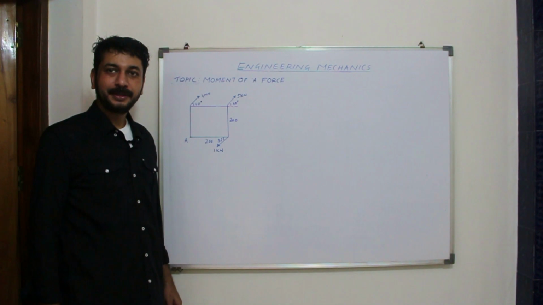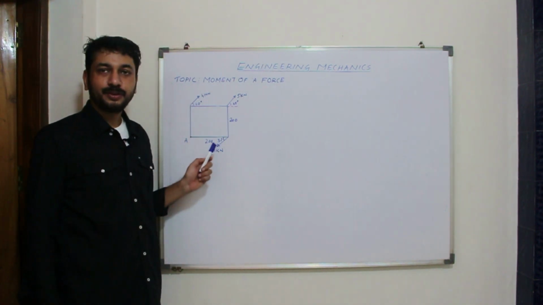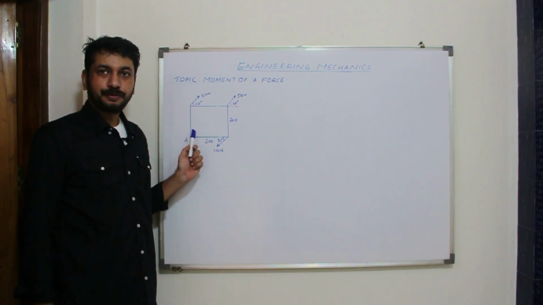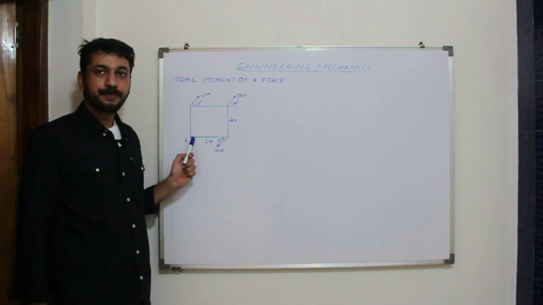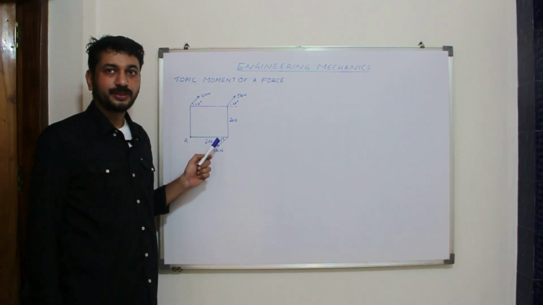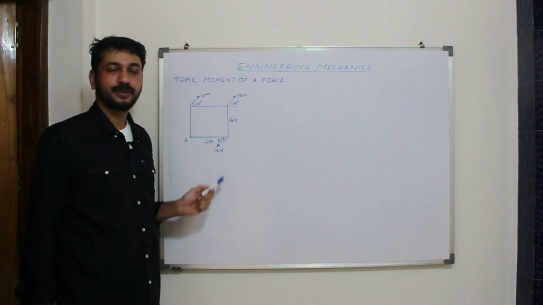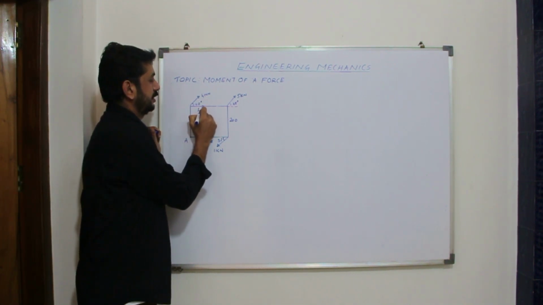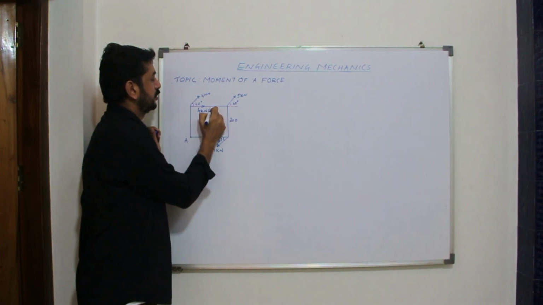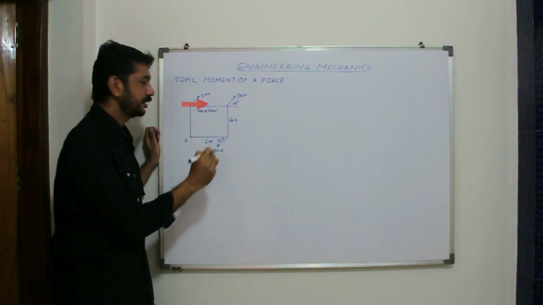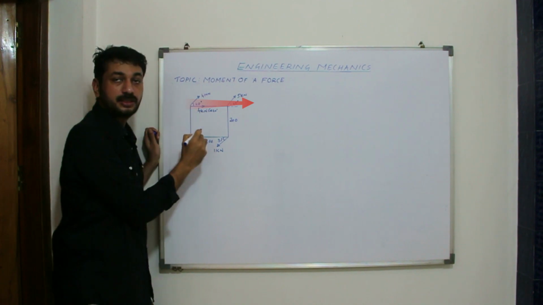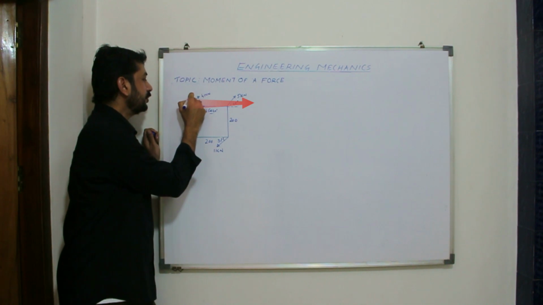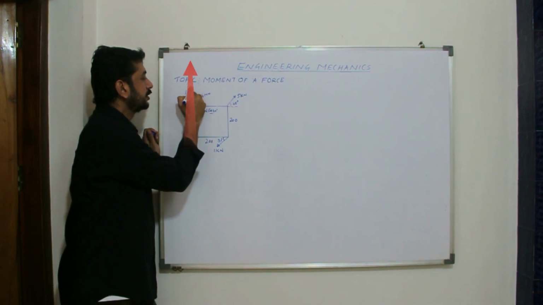Let us work out an example. Three inclined forces are acting on a rectangular frame. To find the moment of the forces about point A, first of all resolve all the inclined forces. 4 kilonewton cos 40: this is the angle making component, so we should consider the cos of that force. The other will be the sine component.